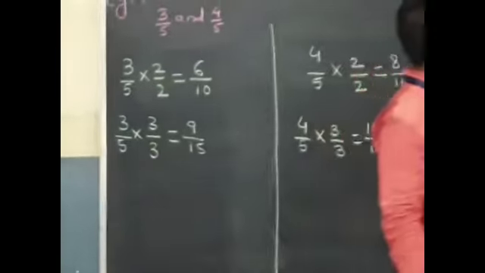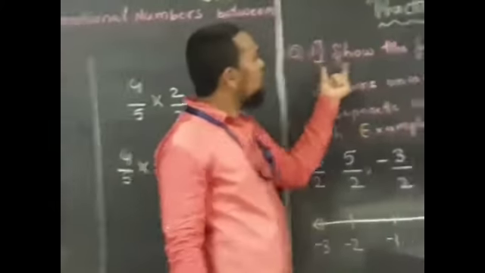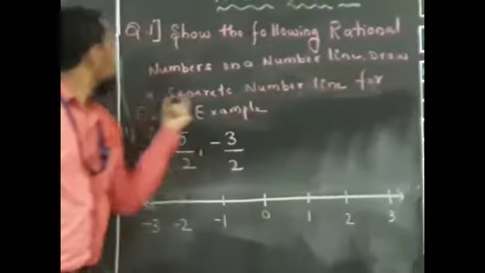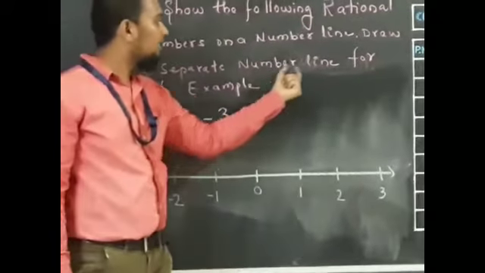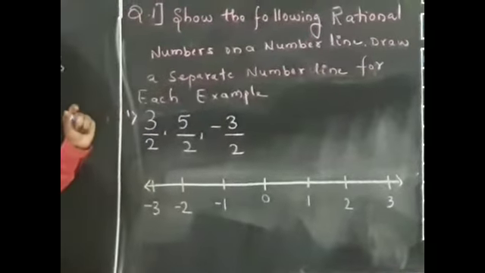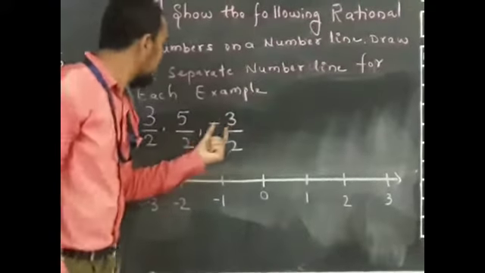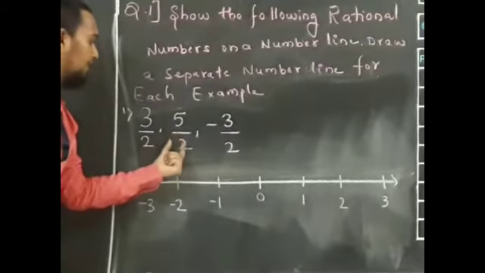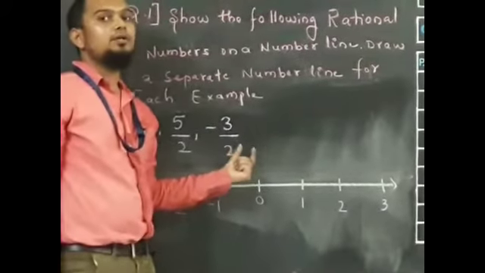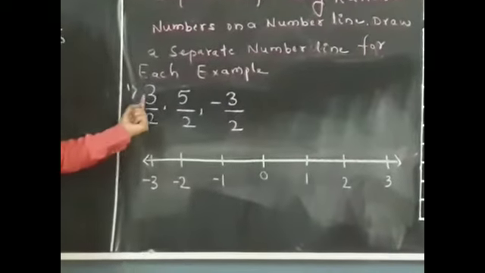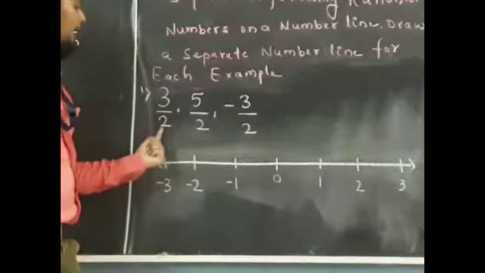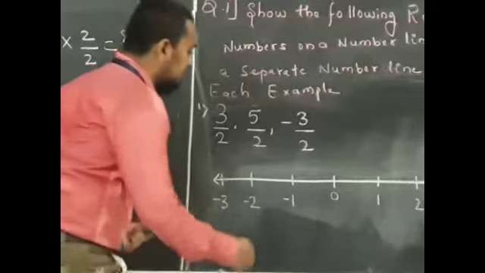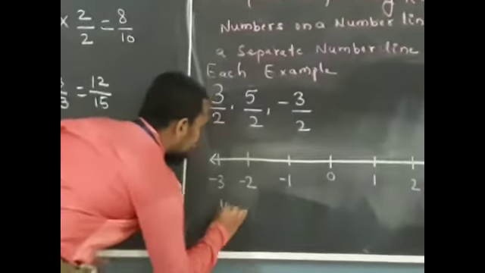Next, practice set number 1.1. Show the following rational numbers on the number line. Draw a separate number line for each example. Example: 3 by 2, 5 by 2 and minus 3 by 2. Here 3 is the numerator and 2 is the denominator. Here the denominator is 2.